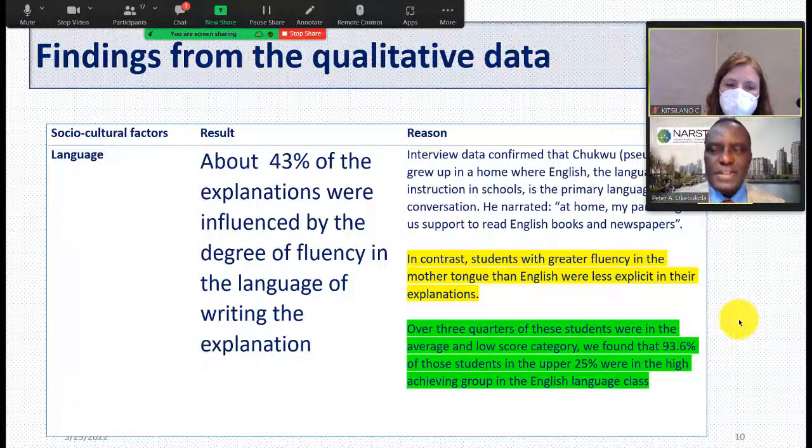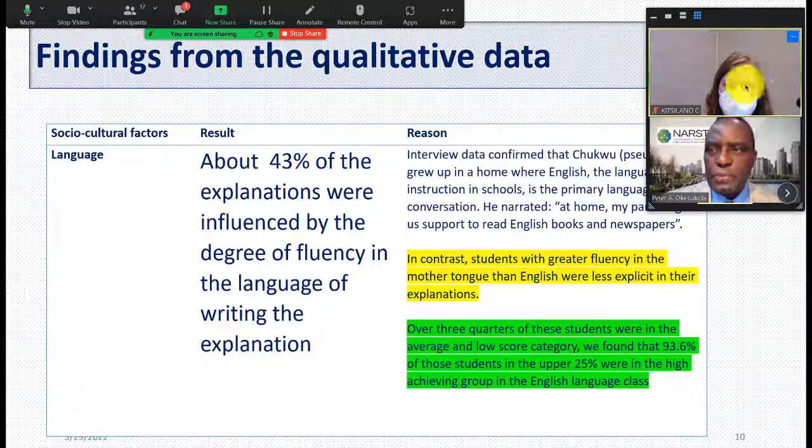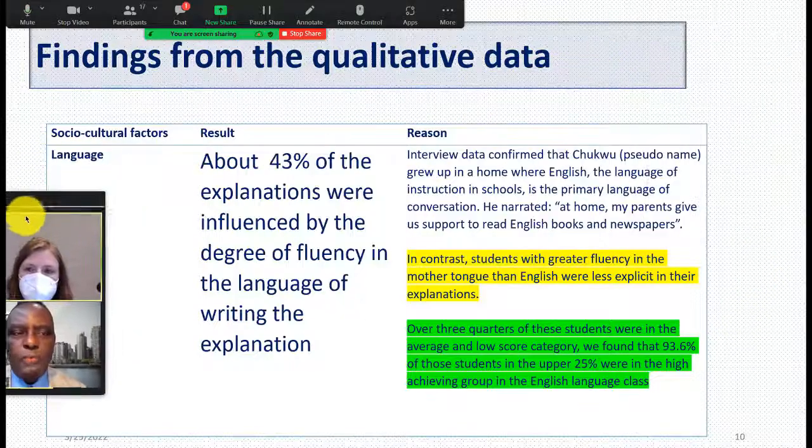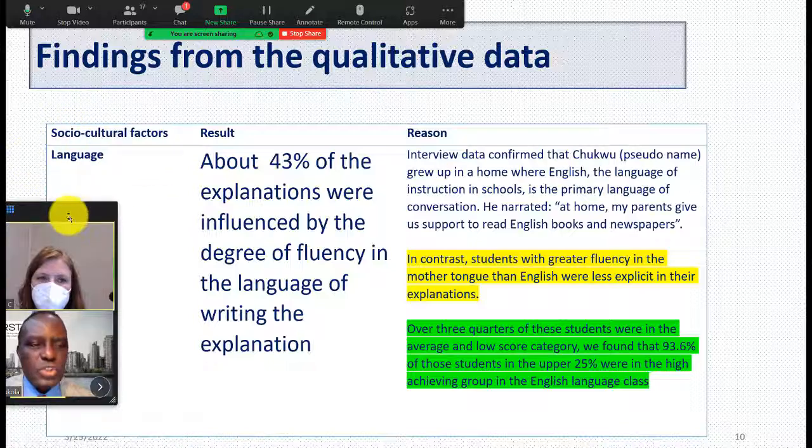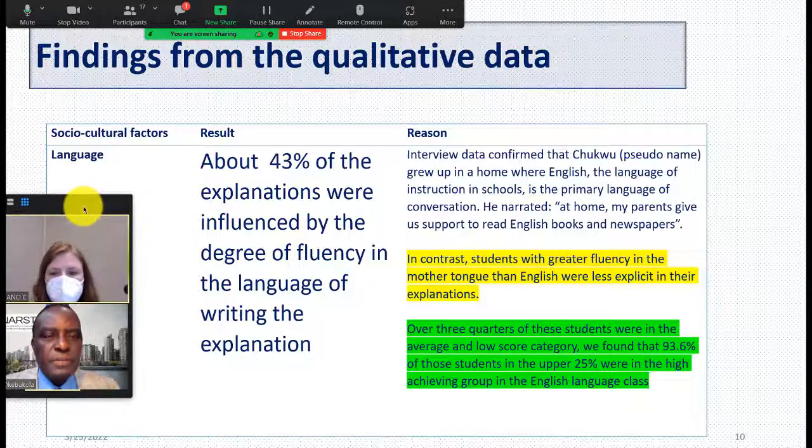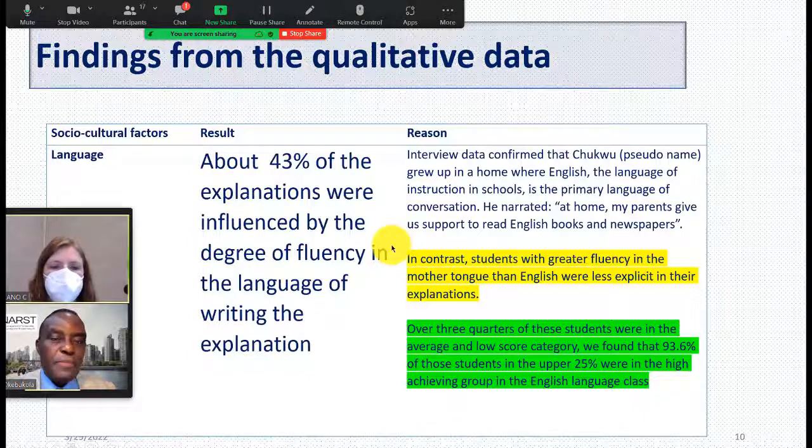So what were our findings? Very interesting, at least from our point of view. We found that the language factor played a very significant role. About 43% of the explanations were influenced by degree of fluency in the language of the written explanation.